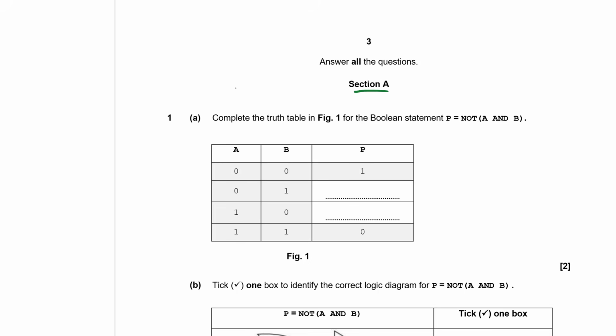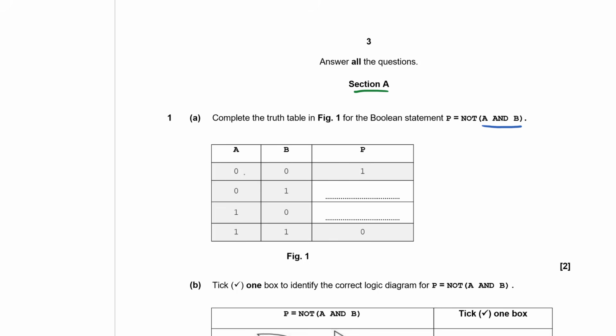So we've got to complete the truth table for the Boolean statement P equals NOT (A AND B). Well, if you've got stuff in brackets, that means you do that first. A AND B, Boolean AND means both sides have got to be true for it to be true. So both sides have got to be 1, in other words, and NOT just flips it around.